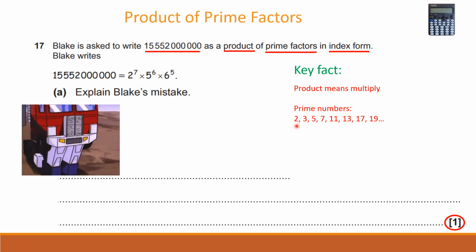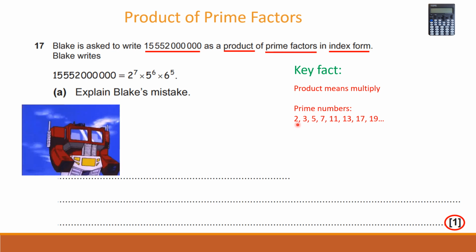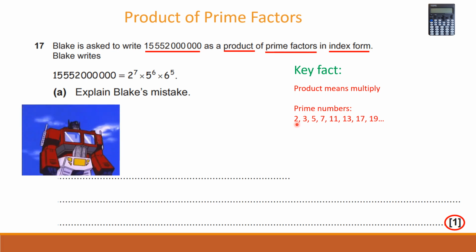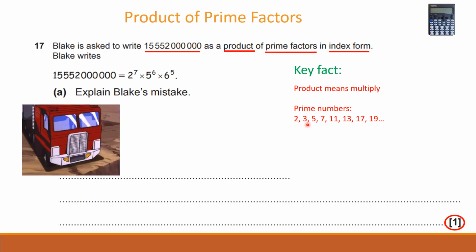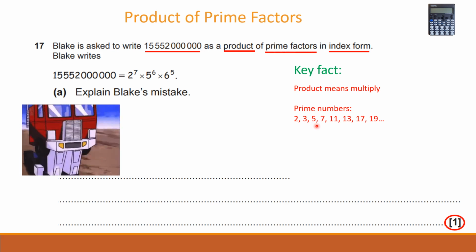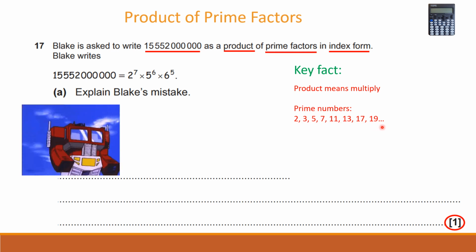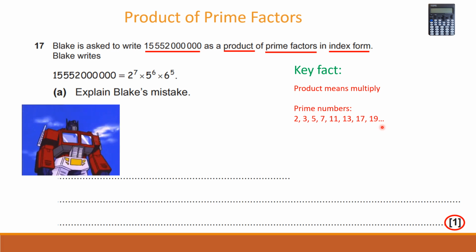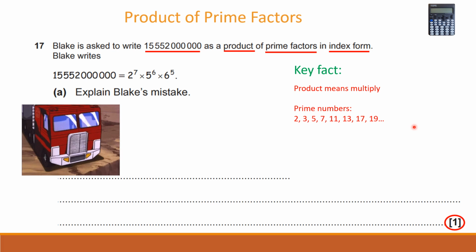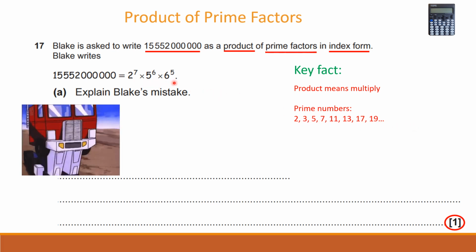So 2 is the smallest prime number because 1 cannot be divided by itself. So 2 can be divided by 2 and it can be divided by 1. 3 can only be divided by 3 and it can be divided by 1. 5 can be divided by 5 and it can be divided by 1. All these numbers here can only be divided by themselves and 1. So these numbers here are prime and the list keeps going longer. So you need to look at these prime numbers and then think about the numbers that we've got in this answer here.